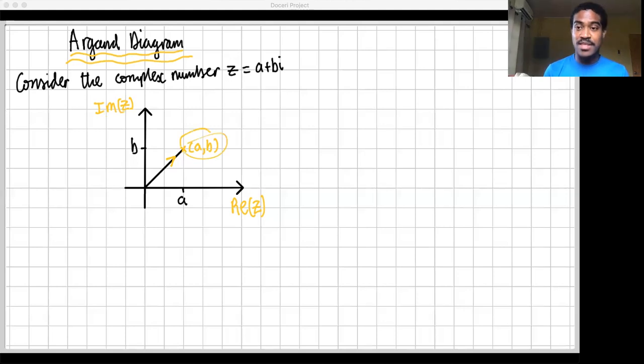Also, make sure you plot your point correctly, where a is your real part and b is your imaginary part. And you also want to join the plot to the origin. Your origin would be here. Make sure you draw a little arrow there, because in the Argand diagram, the complex number is represented as a vector. So those are the things you want to note where the Argand diagram is concerned and plotting a complex number on it.